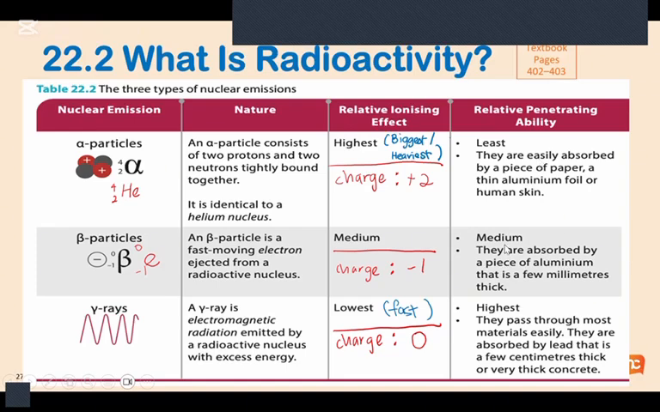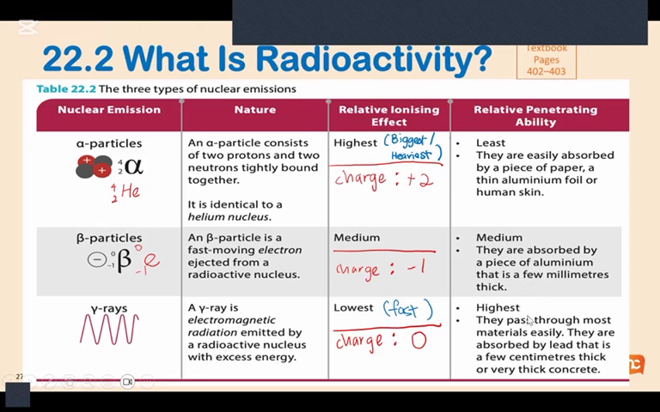On the other hand, beta has medium penetrating power, because it travels quite fast already. They are not absorbed by paper. They can easily pass through paper, can pass through the skin of human beings, but they are absorbed by a few mm thick of aluminum foil, or any metal. A thin sheet of aluminum, which is very thin, will block the beta particles.